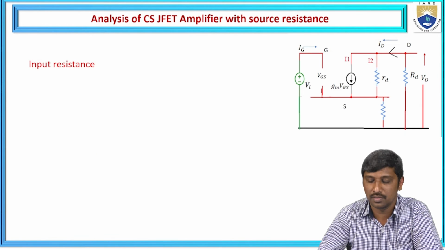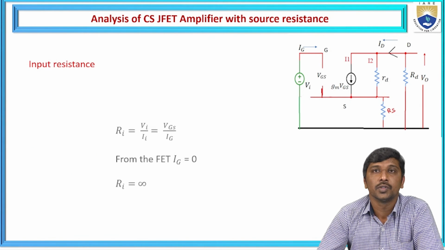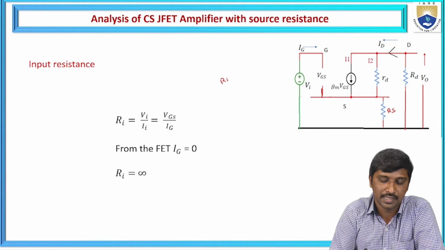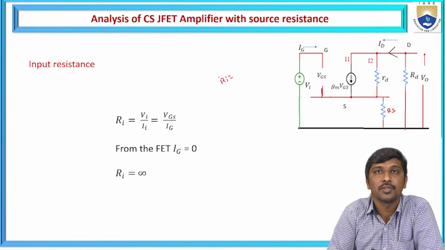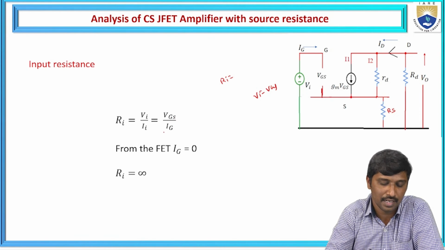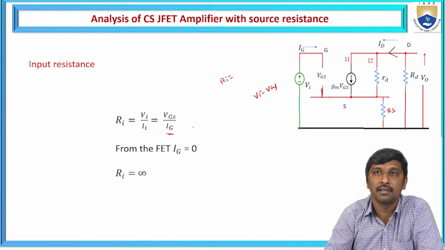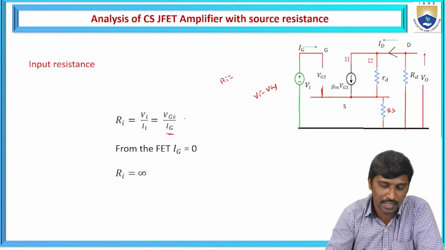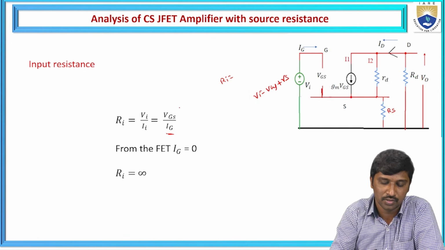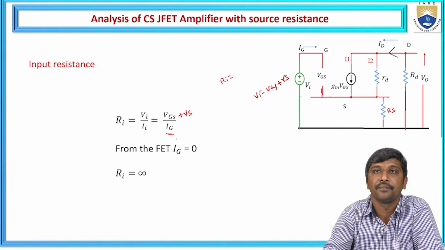Now I'm going to find out the input resistance. The input resistance is defined as the ratio of input voltage to input current. The input voltage Vi is represented as VGS, and the input current is represented as IG. Otherwise, you can write Vi is equal to VGS plus Vs.